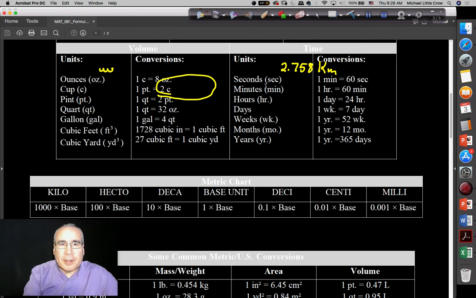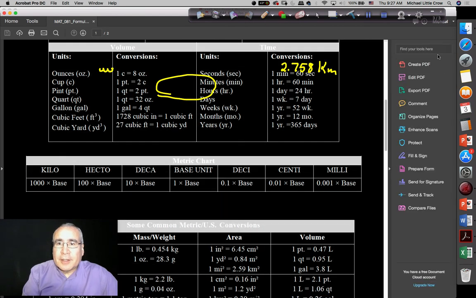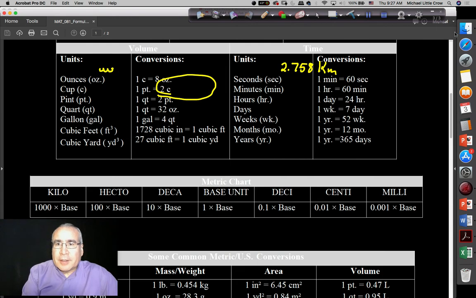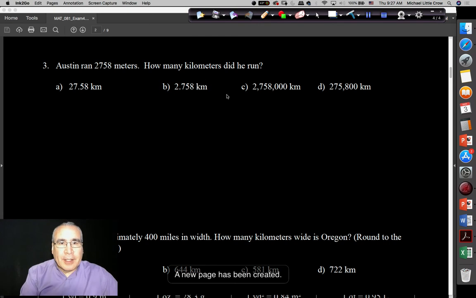Oh, what happened to my... Let me get back to where... Here it is. Okay. Okay, good enough. Let's get another window here, and let's go to number 4.